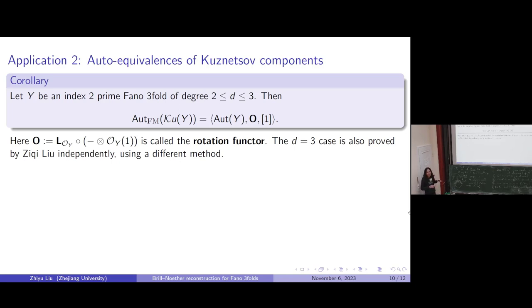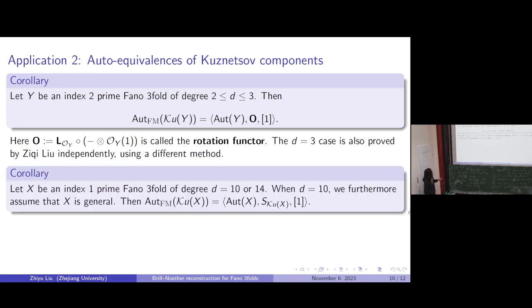Yeah, so since it maps the green object to the green object, we can lift this equivalence between Kuznetsov components to an equivalence between OX orthogonal and OX prime orthogonal. And moreover, we can show that this equivalence between orthogonals of a structure sheaf can also fix the green object given by the ample line bundle, which means this equivalence can be lifted to an equivalence between the whole derived categories. And then we can obtain the following corollary, which is the following classification of Kuznetsov type auto-equivalences of this Kuznetsov component.